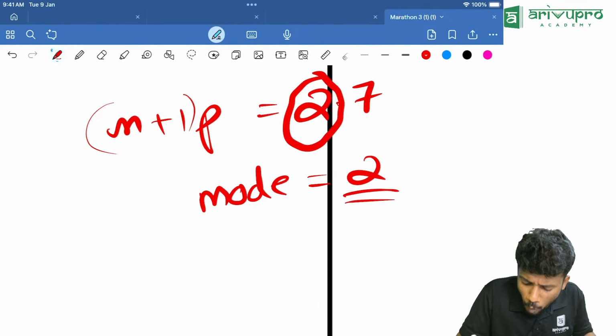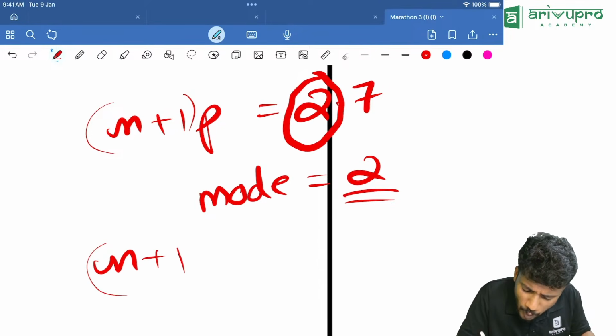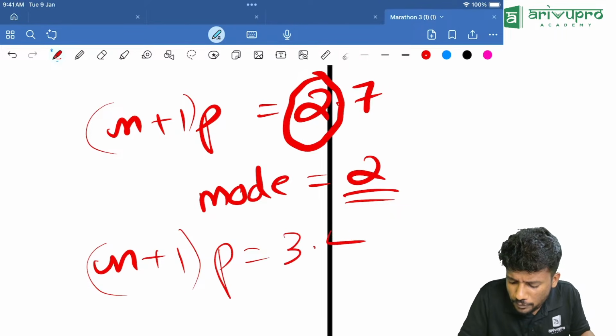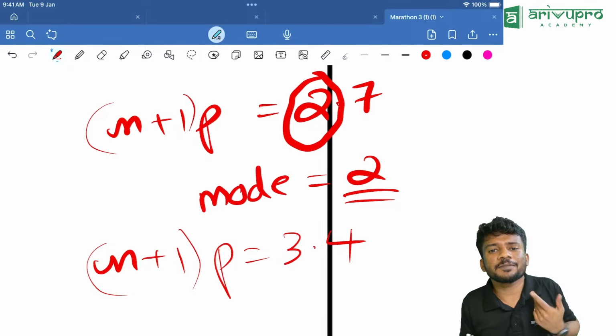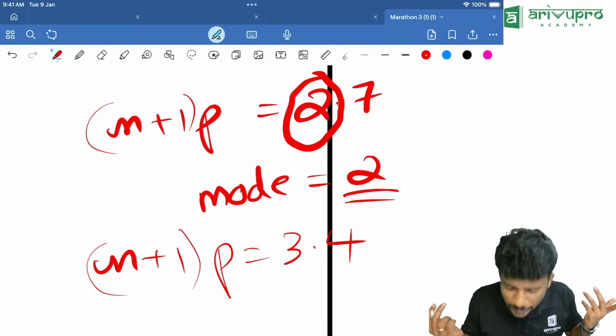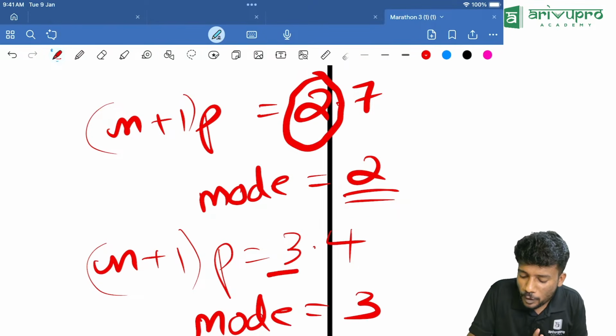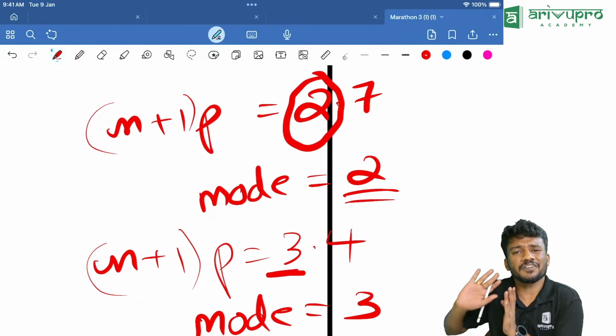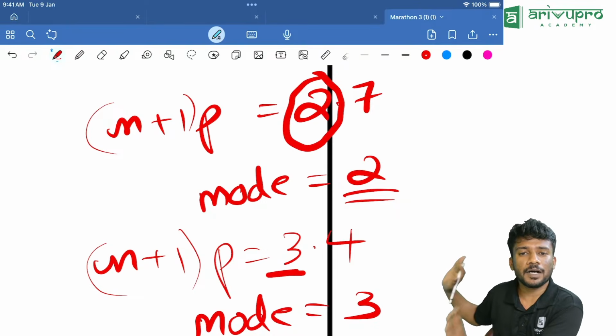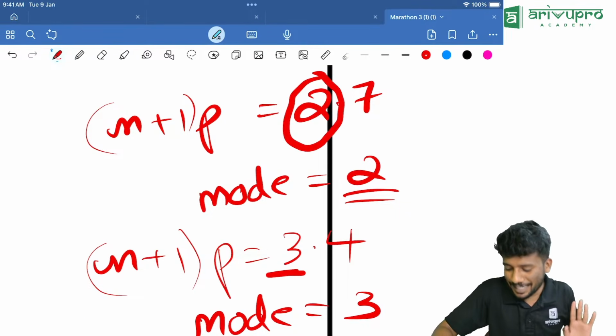Now people, what if (n plus 1) into p is equal to 3.4? What is the mode? Everyone tell me, how much will be the mode? Mode will be nothing but 3. We will only take the integer part. We will ignore the decimal part, like we ignored many people in life.